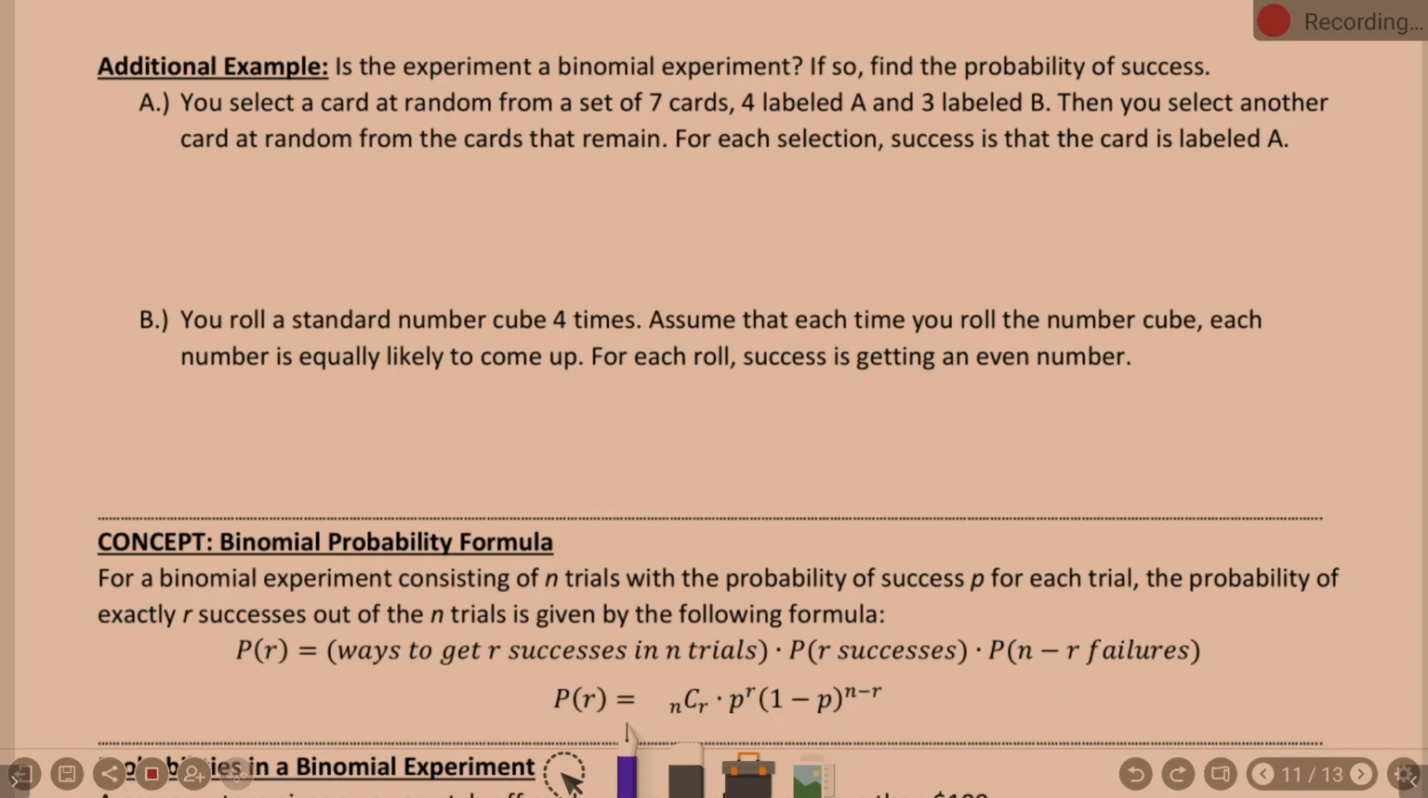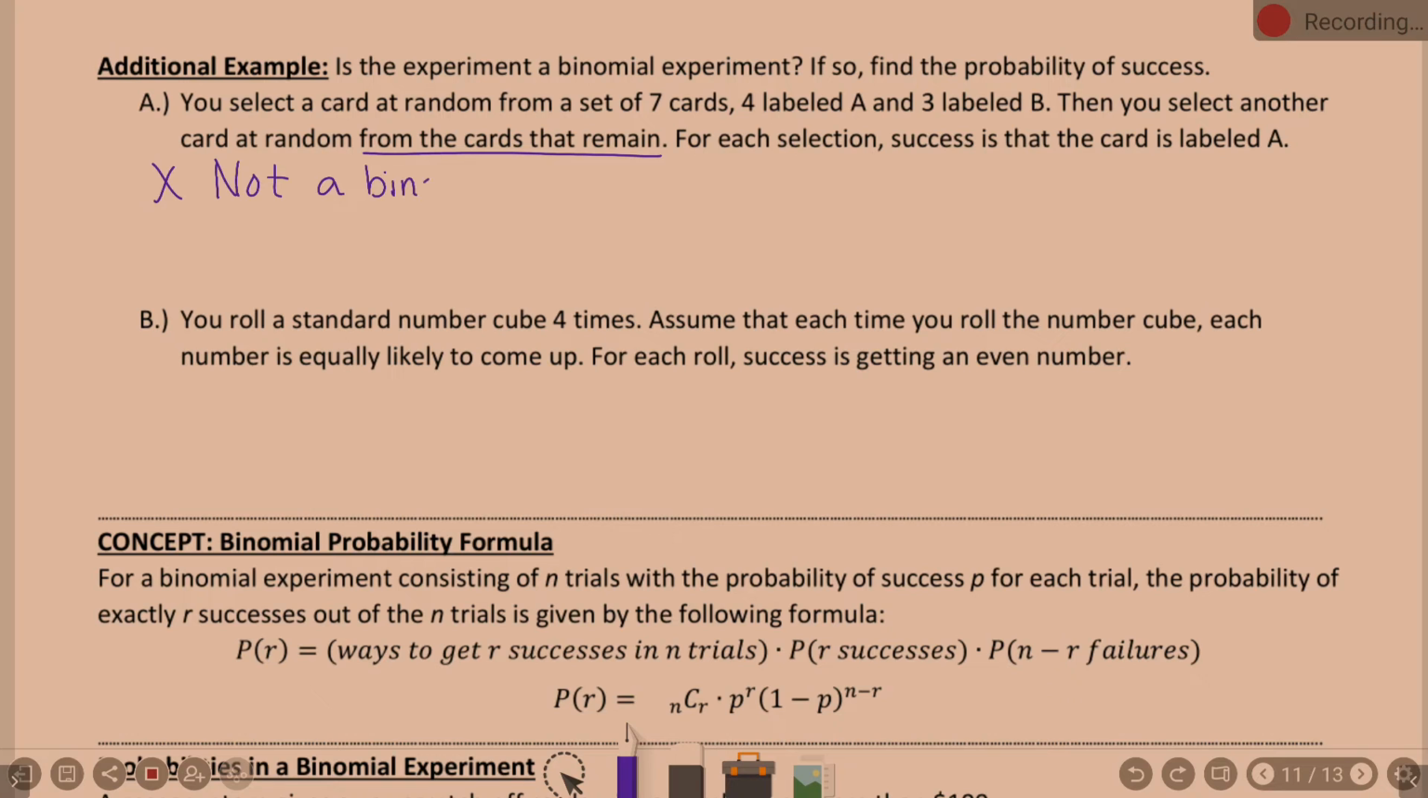No. Already you're saying no. Why not? Okay. You select another card from the cards that remain. What does that indicate? That means you don't put it back. So they're not independent events. The first event is dependent on the second event, and that means that second probability is going to be different.